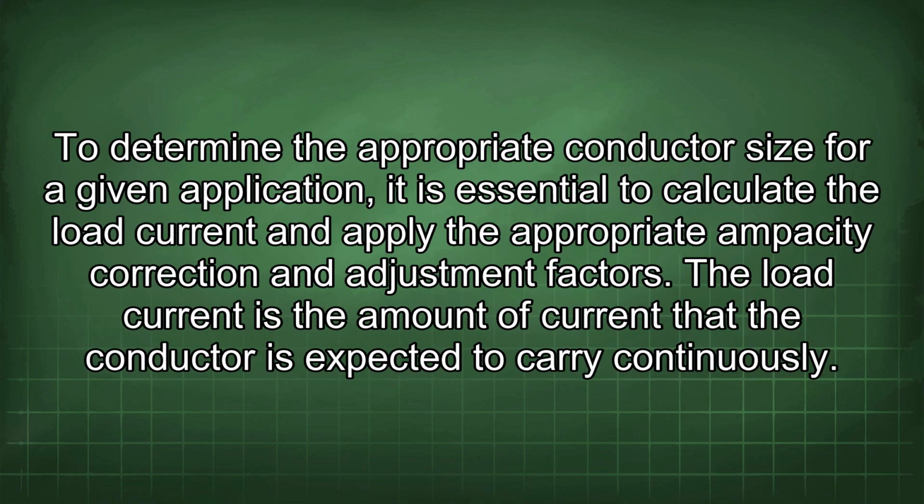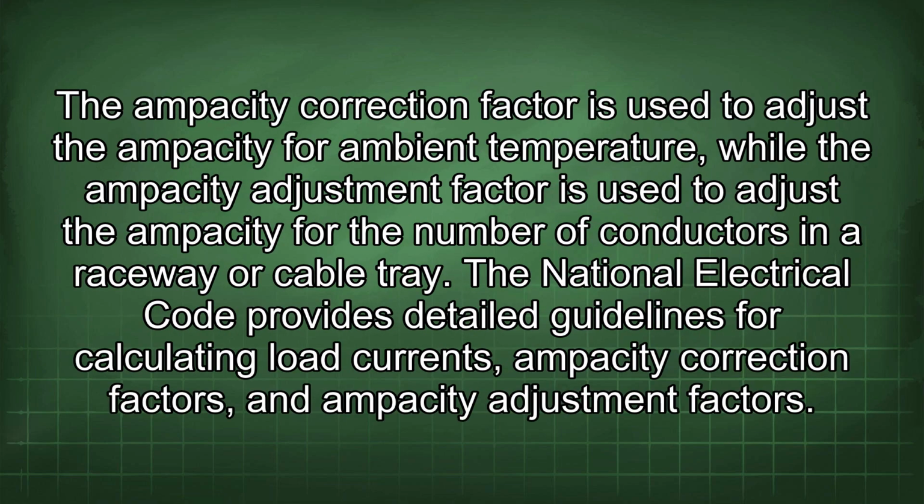To determine the appropriate conductor size for a given application, it is essential to calculate the load current and apply the appropriate ampacity correction and adjustment factors. The load current is the amount of current that the conductor is expected to carry continuously. The ampacity correction factor is used to adjust the ampacity for ambient temperature, while the ampacity adjustment factor is used to adjust the ampacity for the number of conductors in a raceway or cable tray.